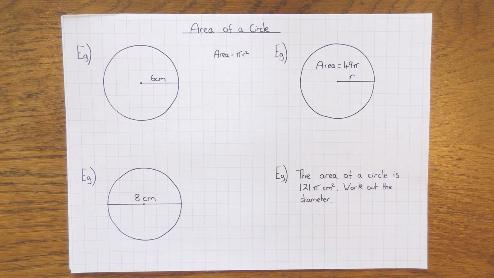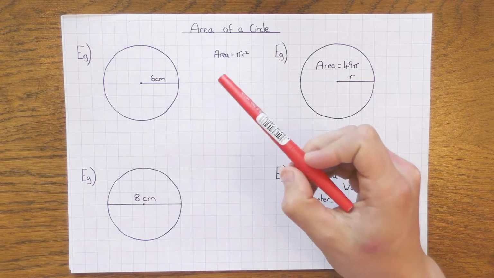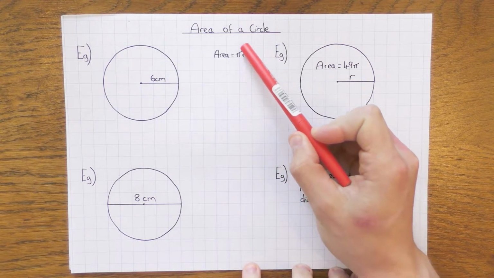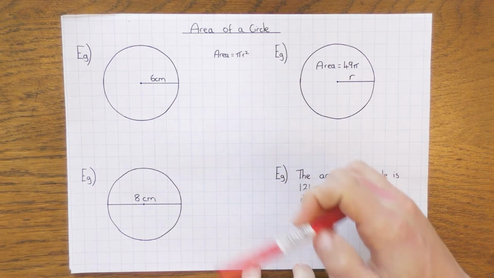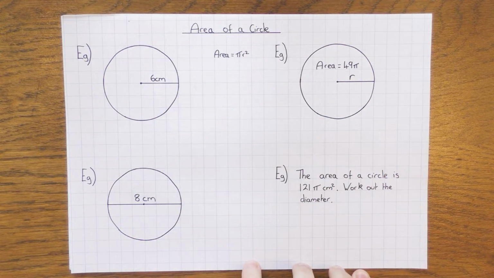Hi guys, in this video we're going to have a look at the area of a circle. So if you're after the circumference, check out my other video, because this one we're going to concentrate solely on area. Now hopefully you're already aware that the formula to work out the area of a circle is pi r squared, where r is the radius. So we take the radius, we square it, and we times it by pi.